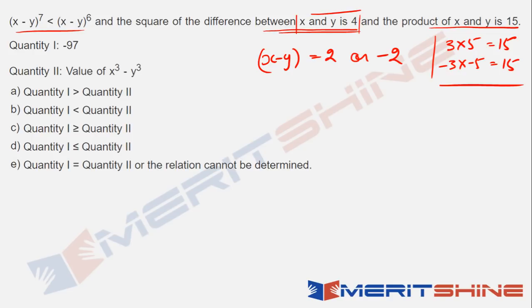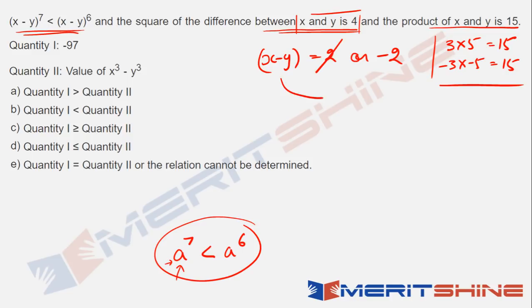Now come back to this thing. If you look at this, (x minus y) raised to the power 7 is less than (x minus y) raised to the power 6. You take any value, for example, I take a raised to the power 7 and a raised to the power 6. When is this going to happen, that the 7th power is less than the 6th power? This would only happen when this quantity a is negative. That's the only way that will be possible in this case. So it means that this is not 2, this x minus y has to be minus 2.